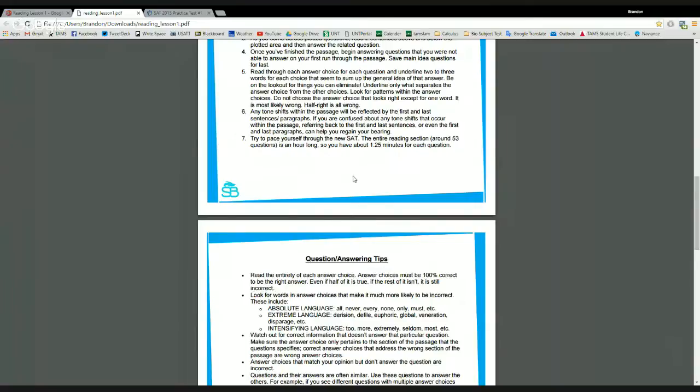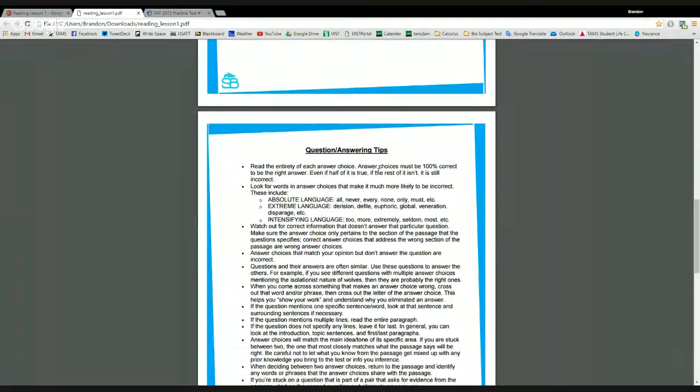Read the entirety of each answer choice. An answer choice must be 100% correct to be the right answer. If you get half true, the rest is still incorrect. I mentioned earlier that if one part of the answer choice is wrong, the whole thing is wrong, so don't fall into that trap. Look for words in each answer choice that make it much more likely to be incorrect.